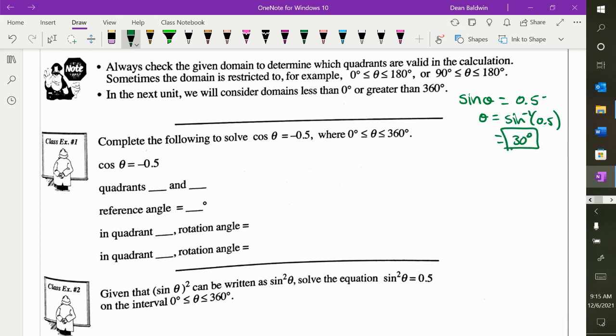Does everybody agree with that? What's 30 degrees in radians? Pi over 6. That would be the answer in radians. However, that's only half the answer in Math 12. Because what do we know about angles in Math 12? They're on a grid.